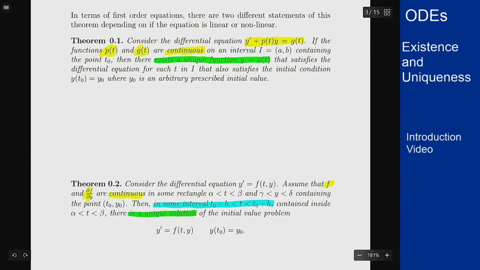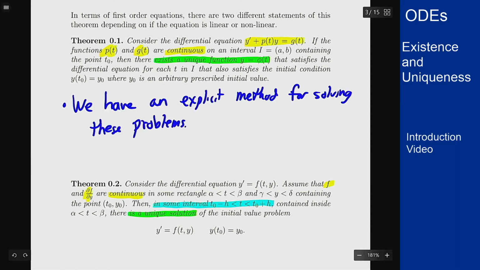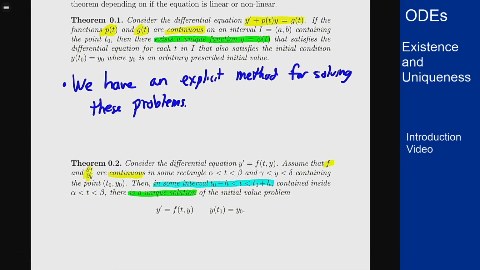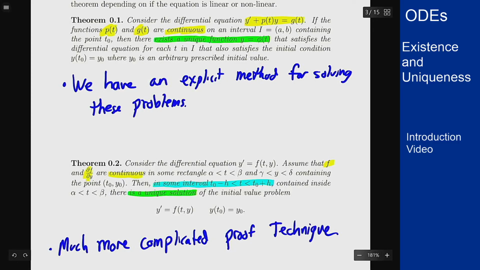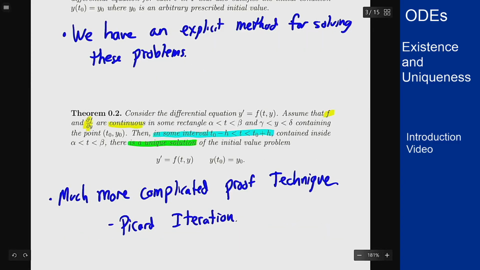So just an idea of where these things come from. The linear one comes from the fact that we have an explicit method for solving these problems. You can always find the integrating factor, multiply it, set things up, divide out. That's our solution. We have an explicit way to solve these problems, which is why we can always guarantee they exist and are unique. For the nonlinear one, we don't always have a nice method. This requires a much more complicated proof technique, which we will not get into in this course. It's called Picard iteration. If you want to look into it, you can, but it is not something we're going to be talking about in this course.